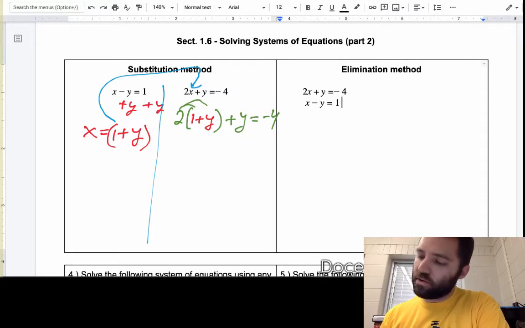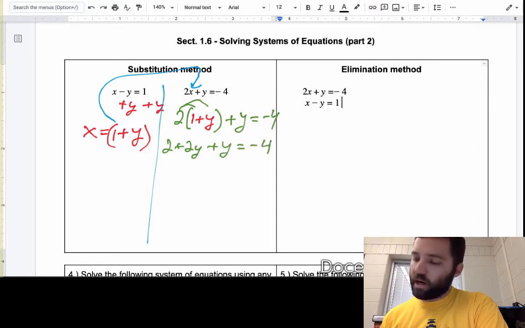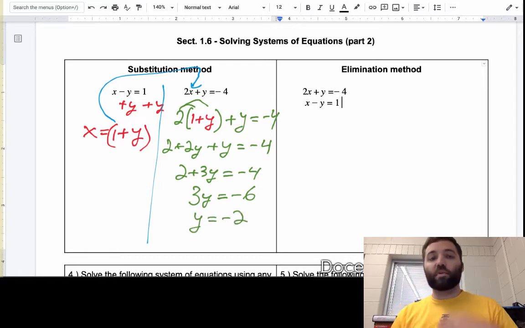So I'll distribute the 2. I get 2 plus 2y plus y is equal to negative 4. 2y and y is 3y, so I get 2 plus 3y equals negative 4. I'm going to subtract 2 from both sides, so I get 3y equals negative 6. And then when I divide by 3, I get y is equal to negative 2. Okay, so that's part of my answer.